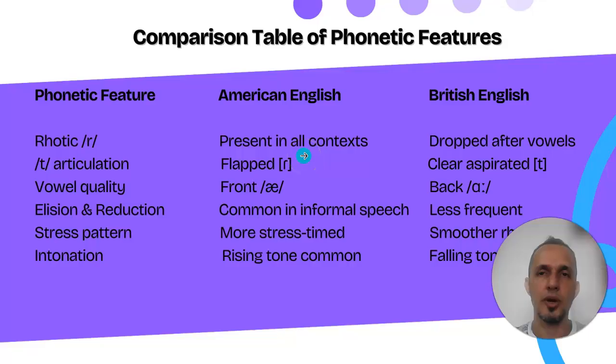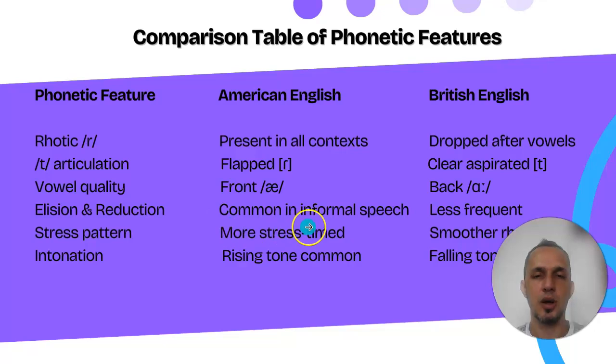In the comparison table of phonetic features, we have American English and British English. Rhotic R: in American English present in all contexts, and in British English dropped after vowels. The T articulation in American English is a flap R, and in British English clear aspirated T. Vowel quality: in American English the A is front, and in British English the vowel A is back.